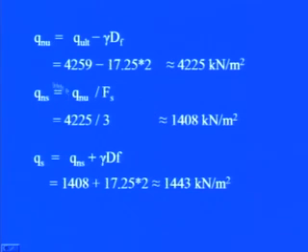Now, we can find out net safe bearing capacity, if we know net ultimate bearing capacity, by dividing it by a factor of safety. Here this factor of safety is equal to 3. So, 4225 divided by 3 will become equal to 1408 kN per meter square. In order to determine the safe bearing capacity, we will have to add gamma DF to the net safe bearing capacity, and it comes out to be 1443. It means if all the quantities are known, we can find out the ultimate bearing capacity, net safe bearing capacity, and safe bearing capacity of the foundation.